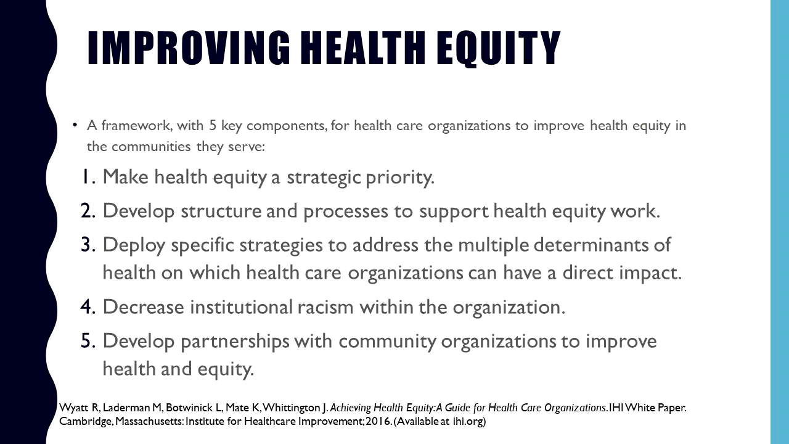So improving health equity is important. There are 5 key components that health organizations can do to improve health equity in communities they serve. They can make a strategic priority out of health equity and develop structure and processes to support health equity work. They can also deploy strategies to address the multiple determinants of health on which healthcare organizations can have a direct impact, and decrease institutional racism, and develop partnerships within community organizations to improve both health and health equity.